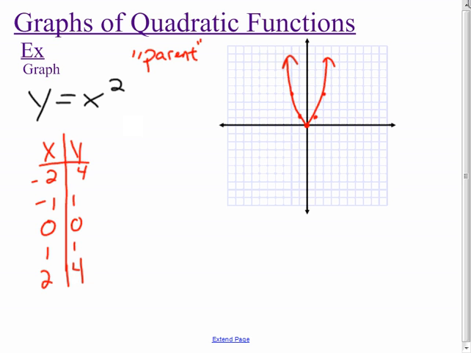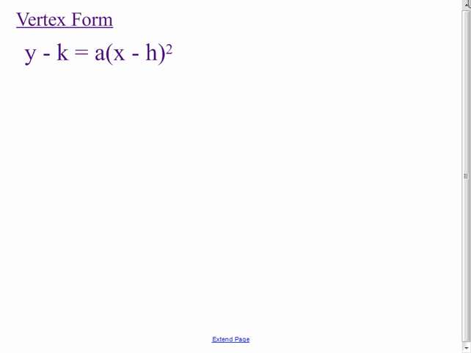We're going to slide them around. We're going to flip them upside down. We're going to stretch them. We're going to shrink them, etc. So we're going to start by looking at what's called vertex form. Vertex form is y minus k equals a times the quantity x minus h quantity squared.